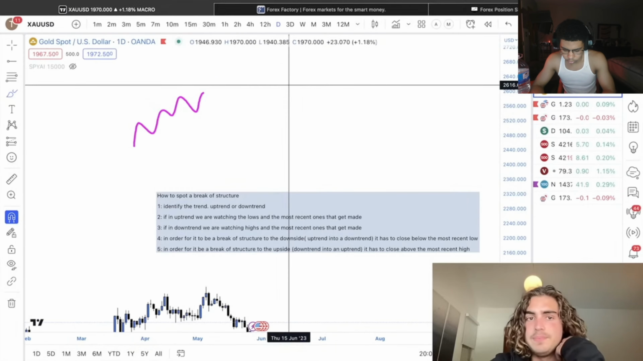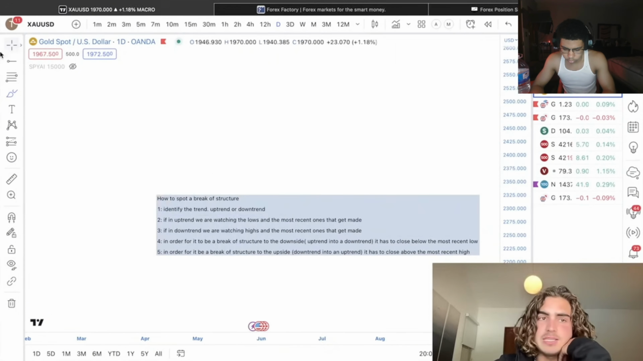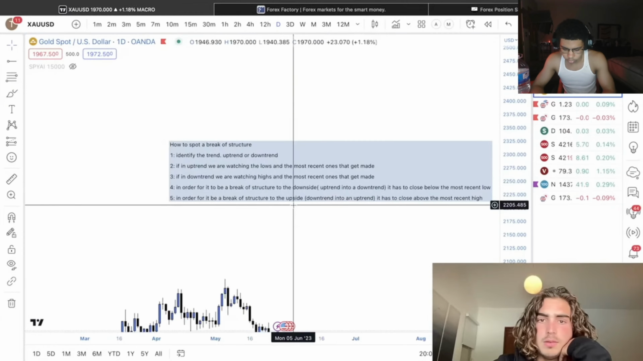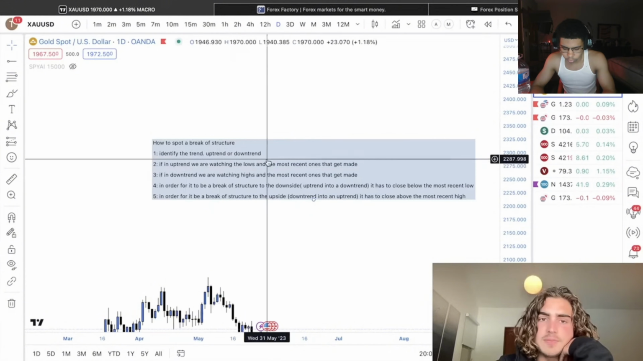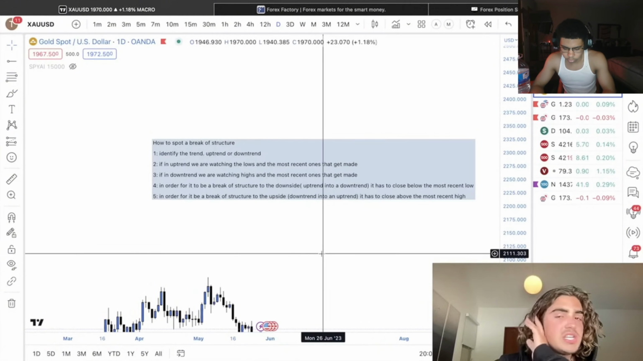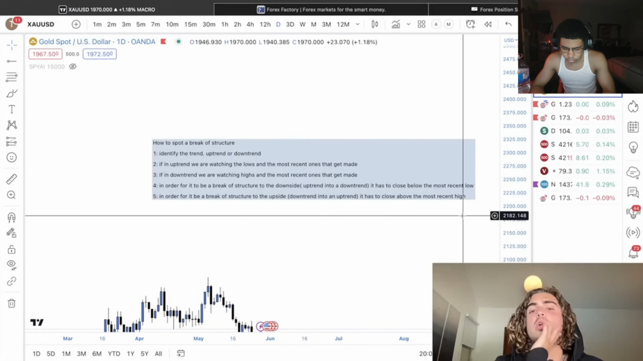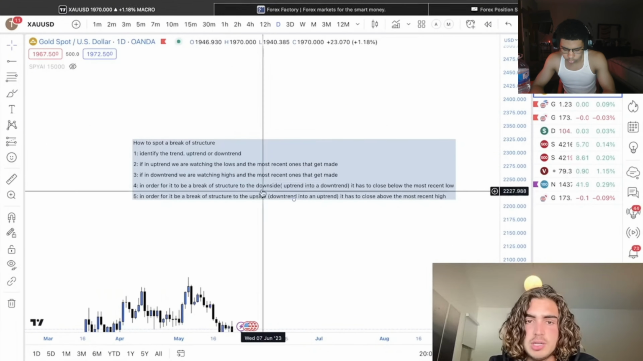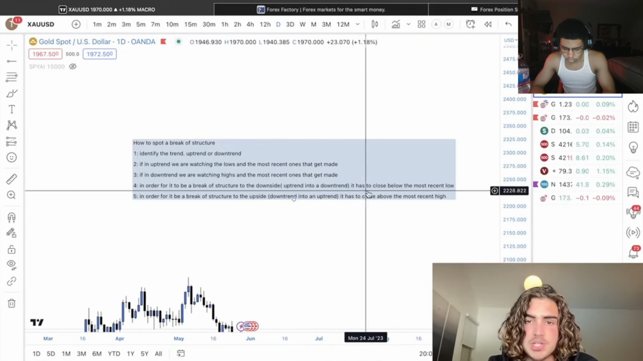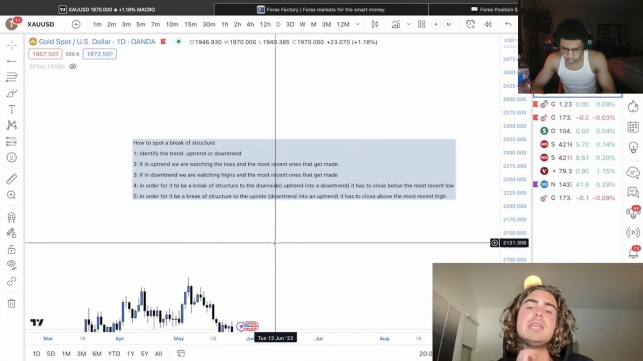Same thing for the downtrend. Please drill that into your head. And I suggest you guys write this down. So we know that we're in an uptrend. And if we're in an uptrend, we're watching the lows. We're watching the most recent ones that get made, and we forget about the old ones. Once it's a break of structure to the downside in an uptrend, the candle has to close below that most recent low. And that's it. That's break of structure.